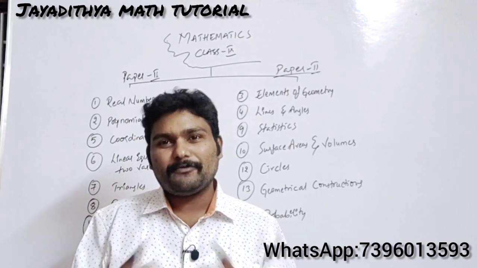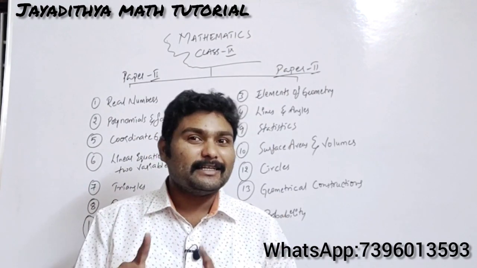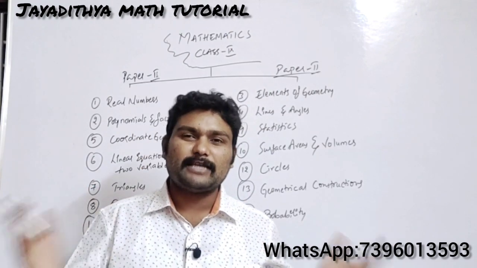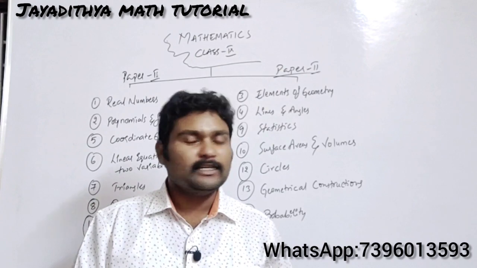There you will be writing the paper for a complete 80 marks. Here you need to write each paper for 40 marks. So paper 1 will be 40 marks and paper 2 will be 40 marks, and 40 plus 40 gives you 80.